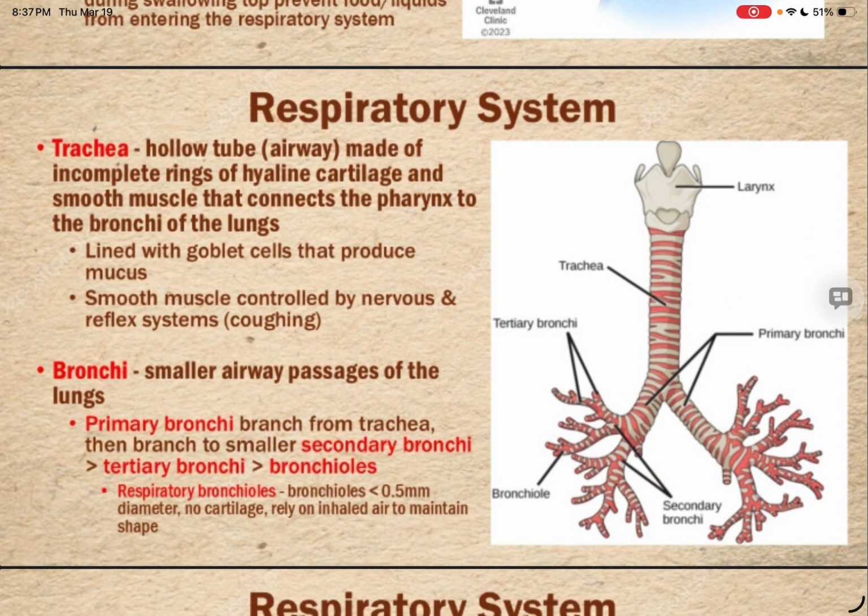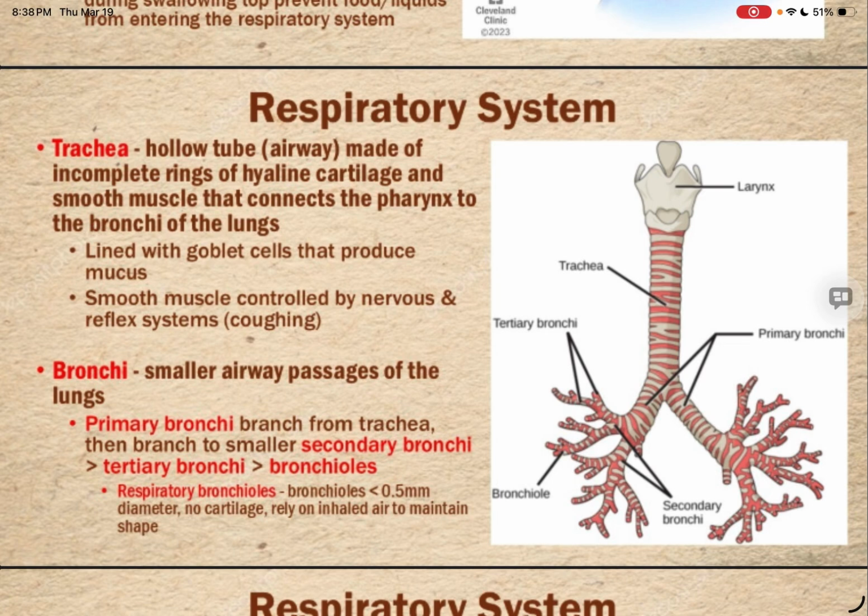The trachea is the hollow tube, or airway, made of incomplete rings of hyaline cartilage and smooth muscle. It helps connect the pharynx to the bronchi of the lungs. It's lined with goblet cells that produce mucus, and smooth muscle controlled by the nervous and reflex systems. Coughing, which is what I just mentioned when your epiglottis doesn't do its job. Your bronchi, it's the smaller airway passages of the lungs. So you have the primary bronchi, which branch from the trachea, and then smaller to the secondary, tertiary, and bronchioles.